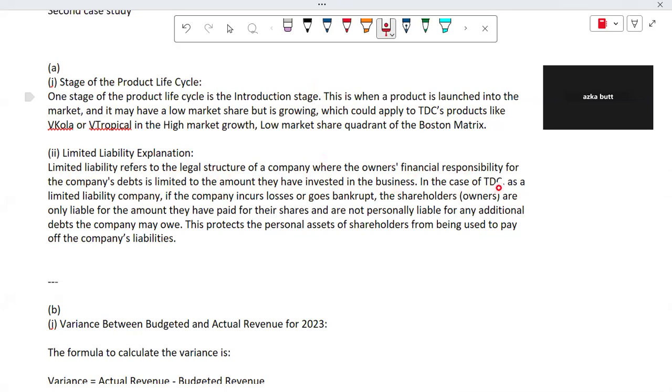So in the case of TDC as a limited liability company, if the company incurs losses or goes bankrupt, the shareholders, owners are only liable for the amount they have paid for their shares and are not personally liable for any additional debts the company may owe. And this protects the personal assets of shareholders from being used to pay off the company's liability.